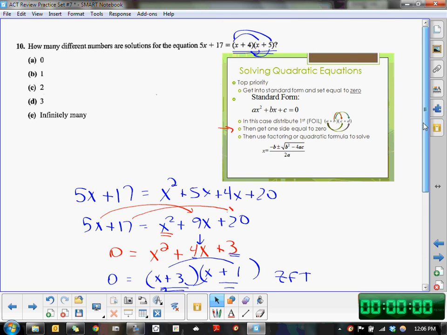So it says how many different numbers are solutions? That is 2. We just found both of them. They weren't as specific as saying find both solutions, but they said how many different answers are there.